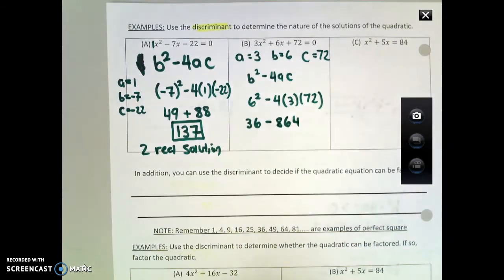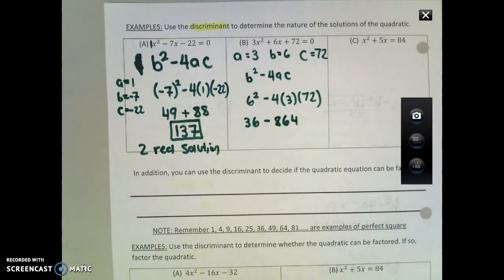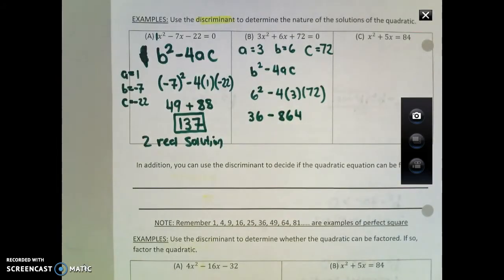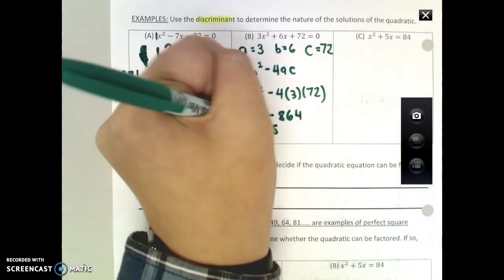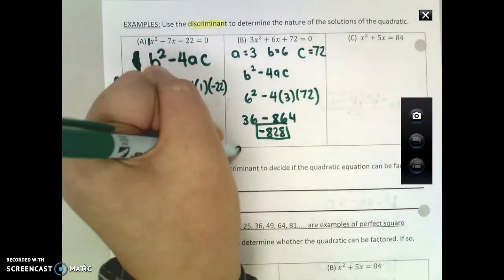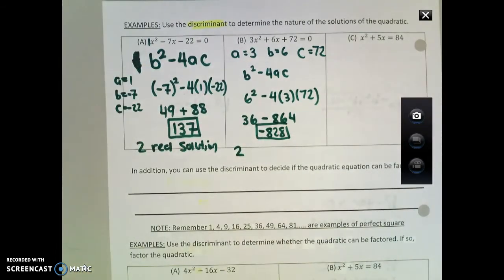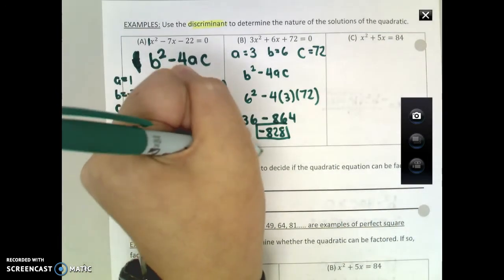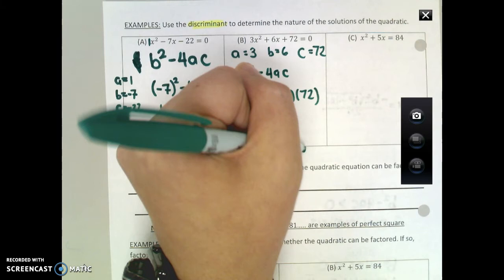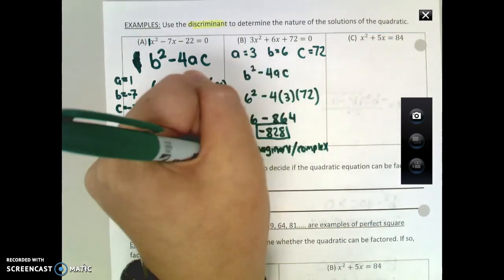Now, technically you could subtract that, but you should at this point see that this is not going to give me a positive value. It's going to give me a negative. And so technically it's going to end up looking like negative 828 is our answer. So what that tells me is my solution when I solve it with the quadratic formula is going to give me 2 imaginary/complex solutions.